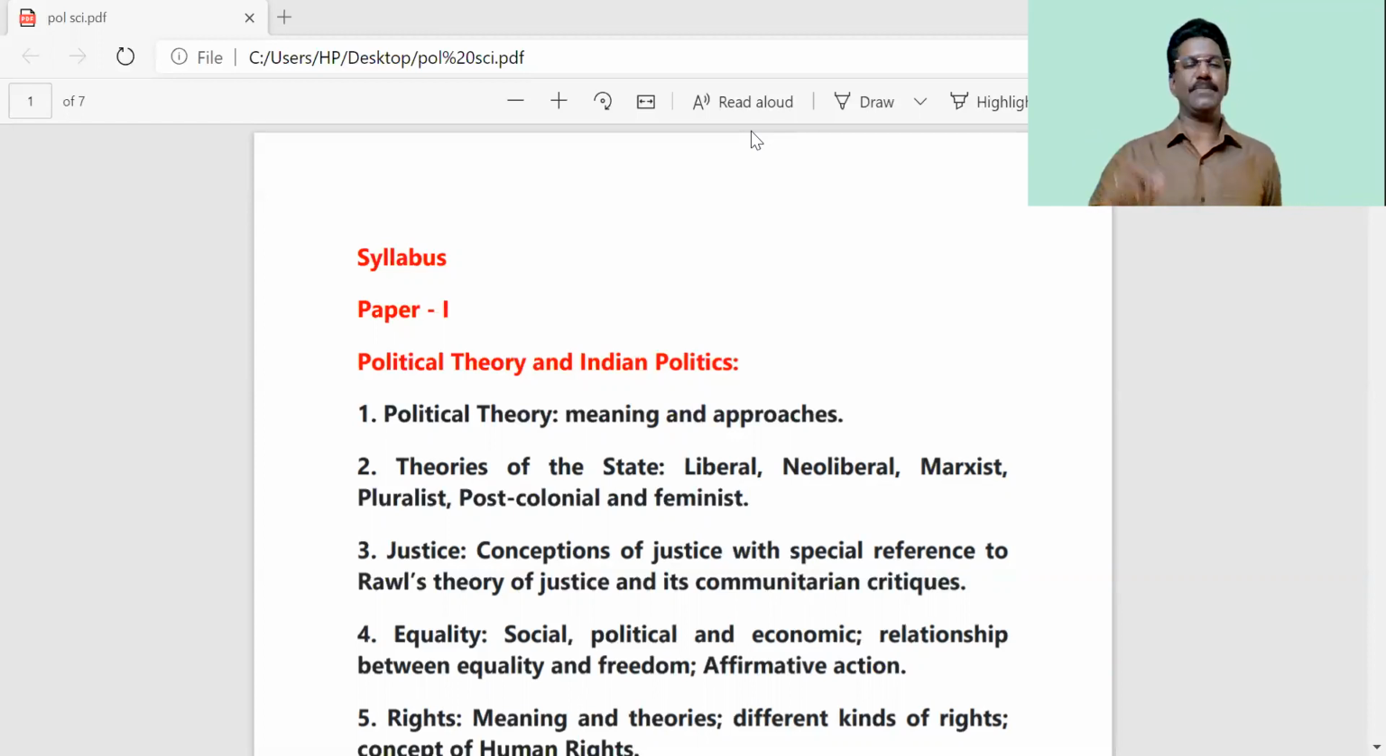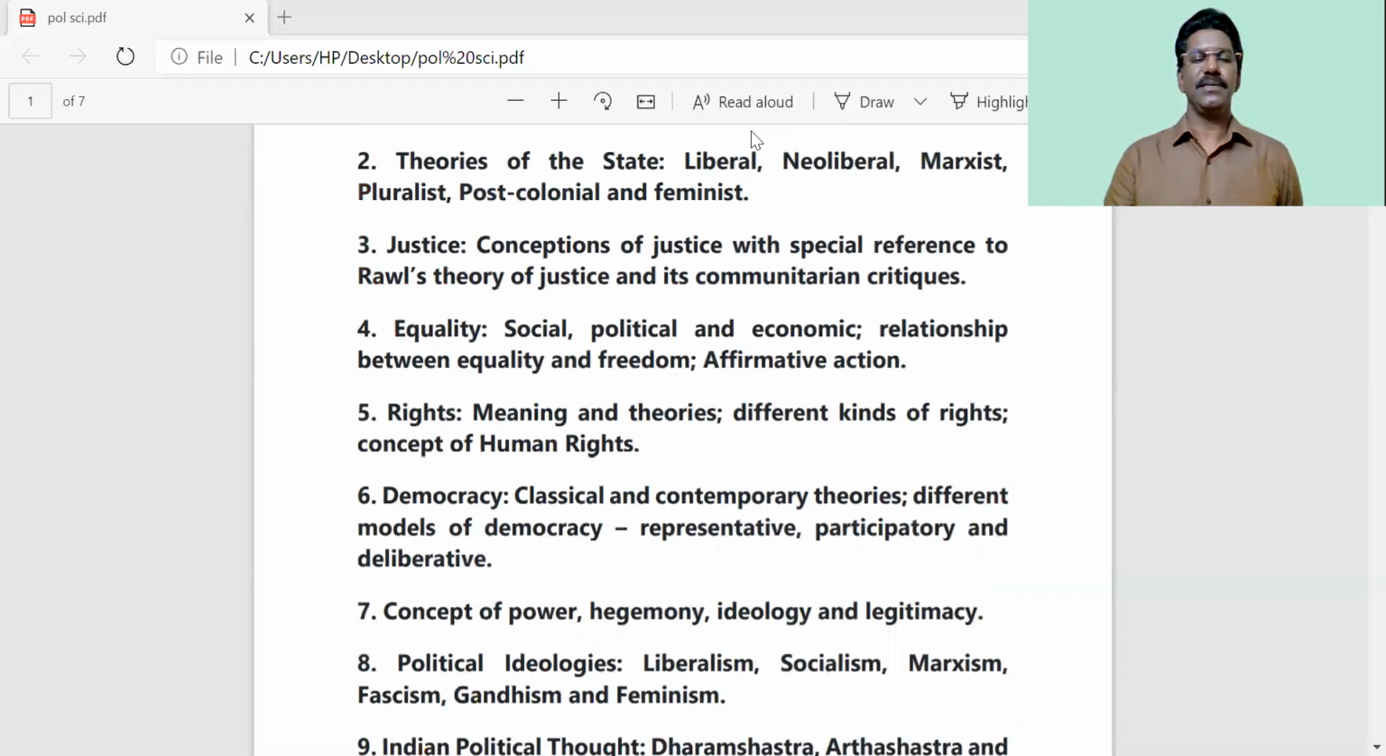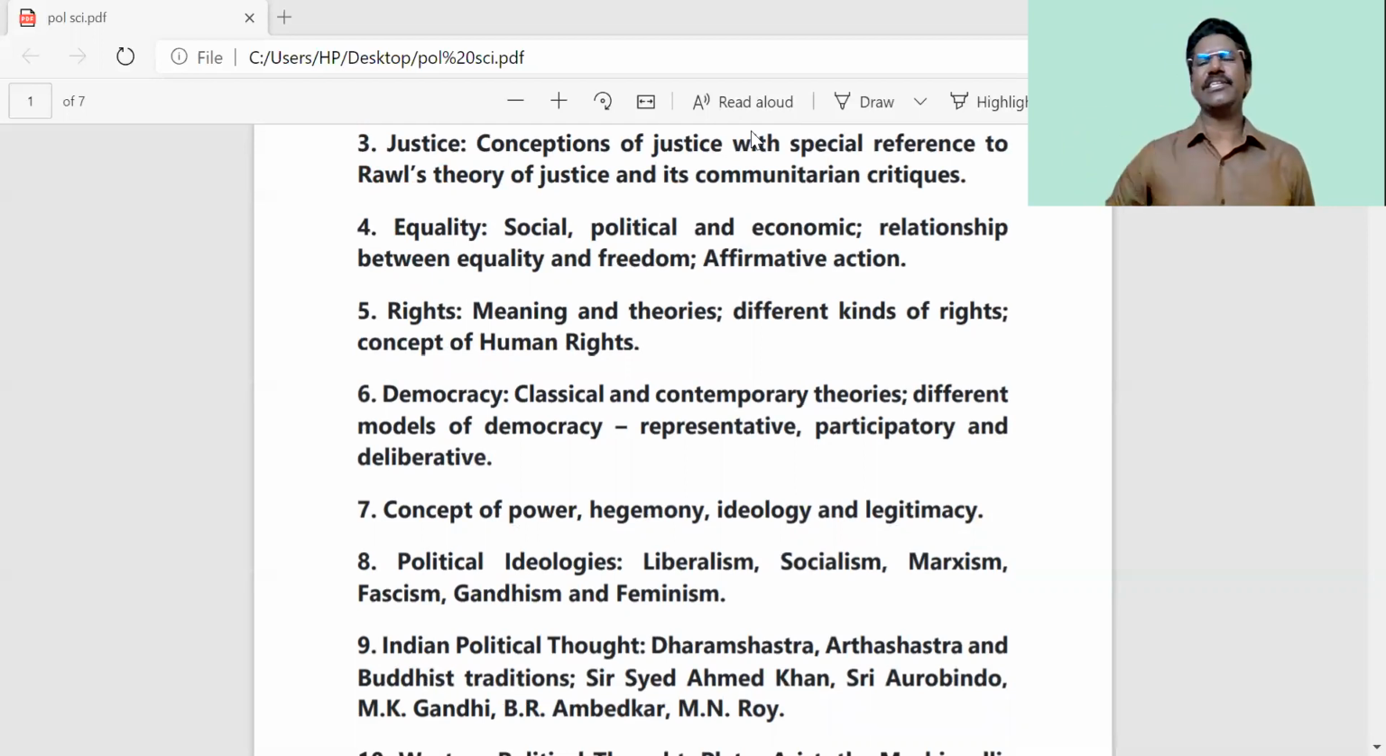When you are looking into the political science syllabus, Paper 1 contains political theory and Indian politics. The first part, Section A, is political theory. This is a very common idea. On the basis of these theories, you can understand the state and what types of states exist, what justice is, the elaborate meaning of equality, rights and democracy, and apart from this, the concept of power. These are all interconnected topics within political science.